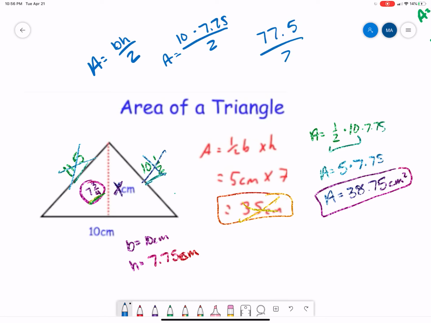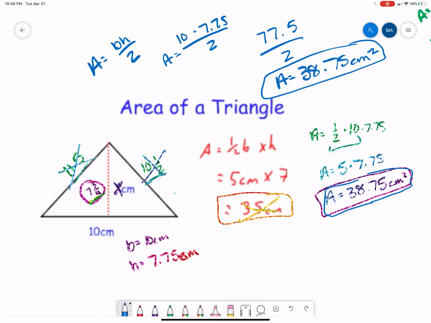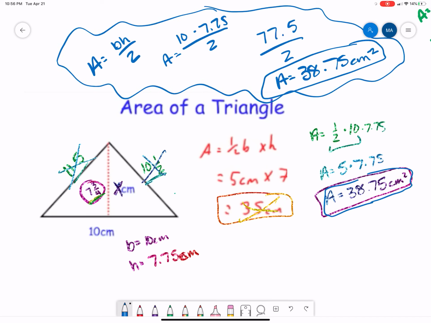77.5 divided by 2 gives you the magic number, once again, of 38.75 centimeters squared. Now, did I use a calculator? Yeah. But did I write out my steps and actually use paper and write it? Yeah, this is digital, but it's still writing it out on paper. Don't just do everything in your head, because that's when you make your mistakes. So that's how we solve an area of a triangle.